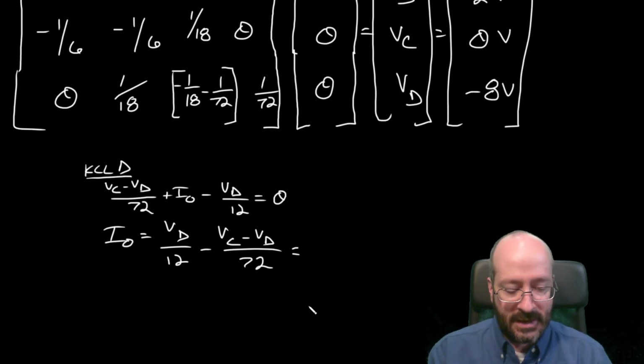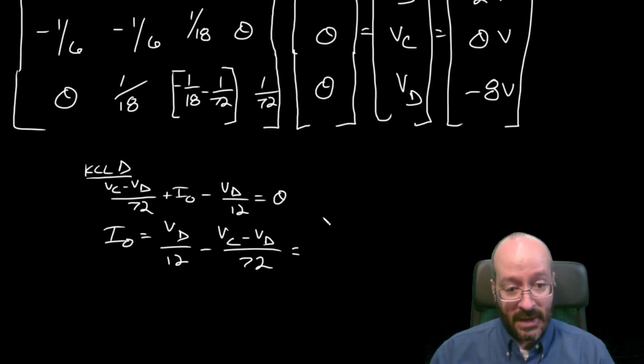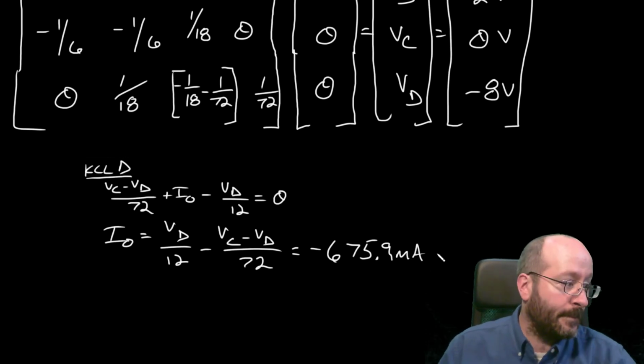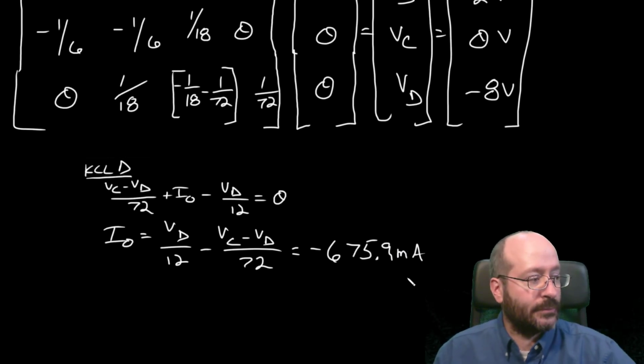So get comfortable plugging that in, finding the solution however you need to. I'll take VD and I'll divide by 12. And if I take VC minus VD, divide by 72, then I'm going to take my previous answer and subtract from it. And I get negative 675.9 milliamps. Okay, that's an M. That's a lowercase m. I don't want you to confuse it with microamps, where it's a lowercase mu.